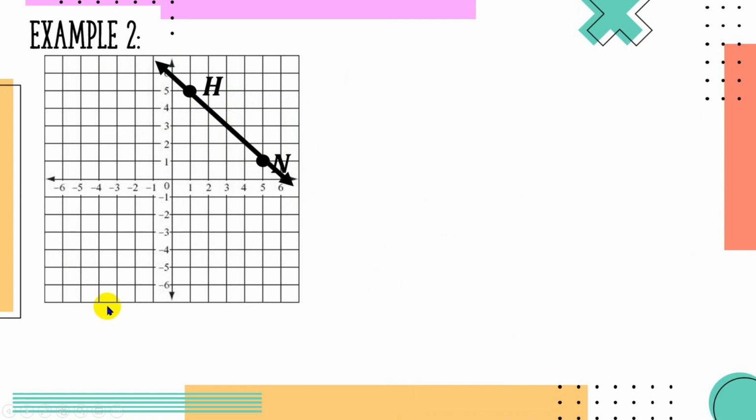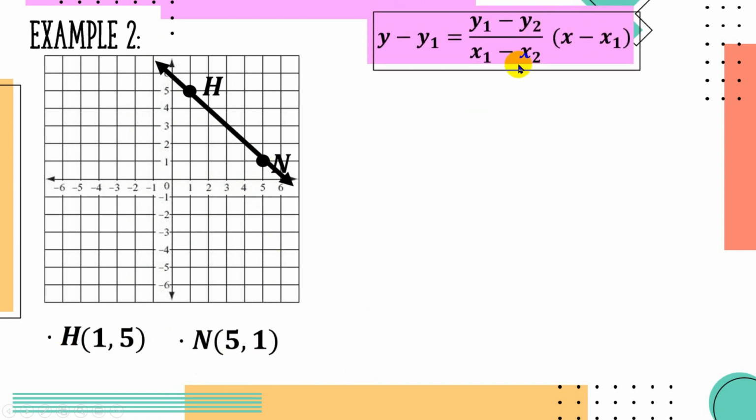We have for point H, ano yung katapat niya dito sa x-axis? Positive 1. Katapat niya sa y-axis? Positive 5. So, 1 and 5. For point N, we have, anong katapat niya sa x-axis? Positive 5. Katapat niya dito sa ating y-axis? Positive 1. So, we have 5 and 1. So, from here, we are going to substitute that on our two-point form, having x sub 1, y sub 1 from the first point, and then x sub 2, y sub 2 from the second point.